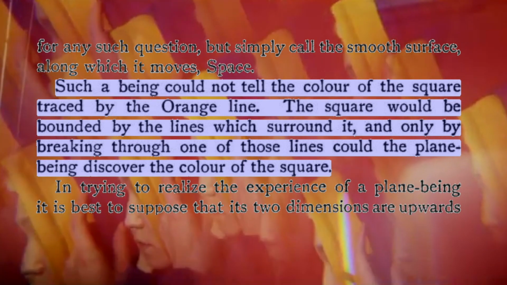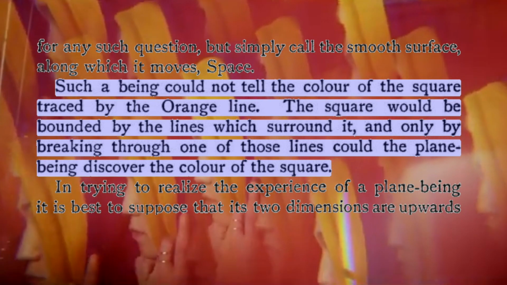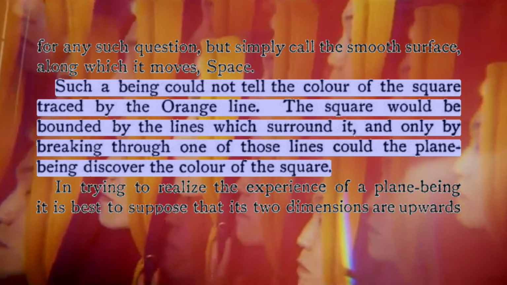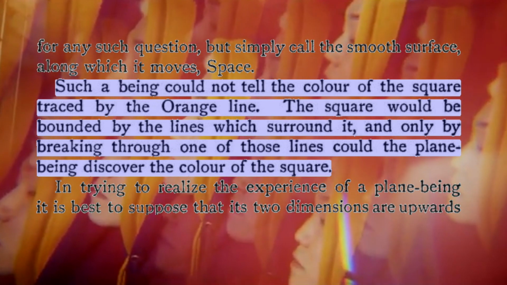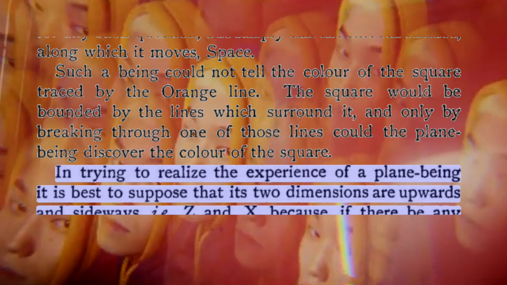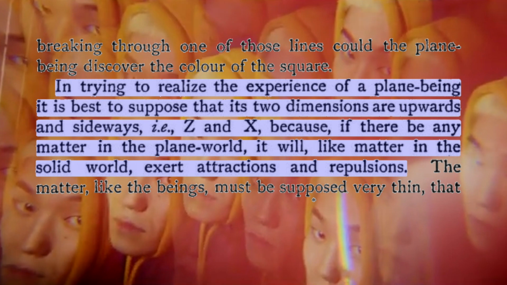Such a being could not tell the color of the square traced by the orange line. The square would be bounded by the lines which surround it, and only by breaking through one of those lines could the plane being discover the color of the square.